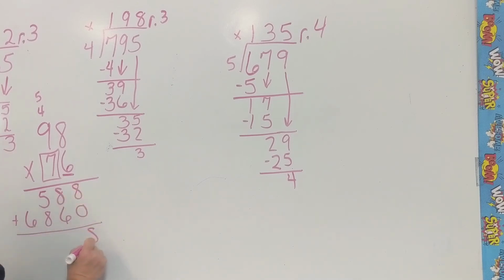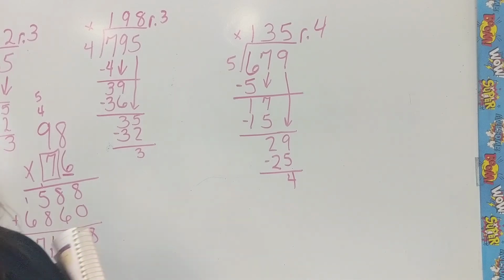We add our partial products. The ones place is 8. The tens place is 14. The hundreds place is 14 again. And the thousands place is 7. 1, 2, 3, comma. Our product is, excuse me, 7,448.